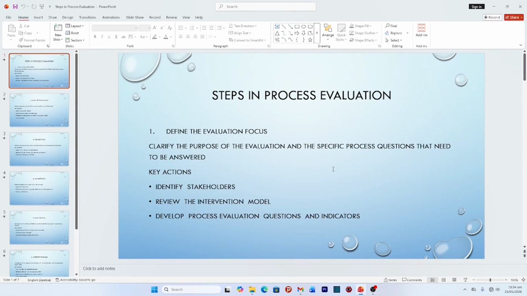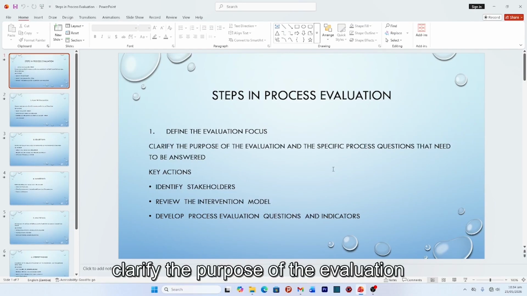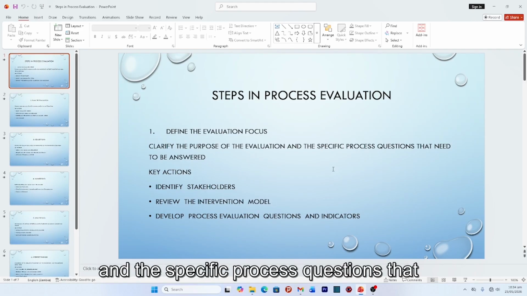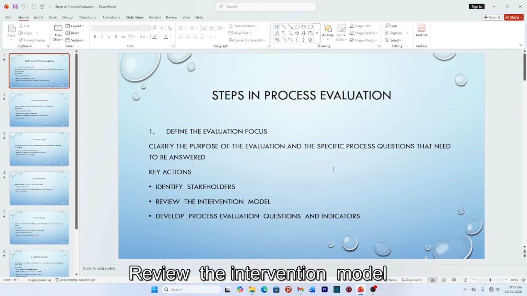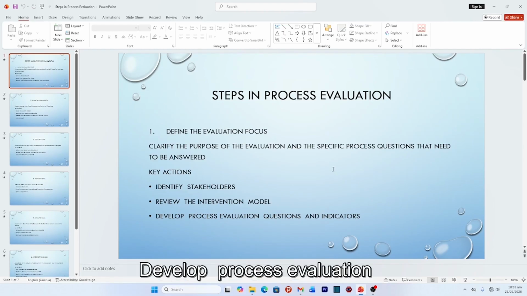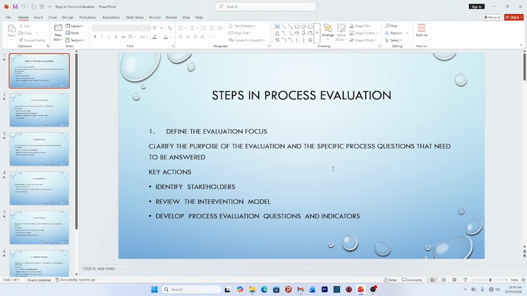Steps in process evaluation. The first step is to define the evaluation focus. Clarify the purpose of the evaluation and the specific process questions that need to be answered. Key actions include identify the stakeholders, review the intervention model, and develop process evaluation questions and indicators.